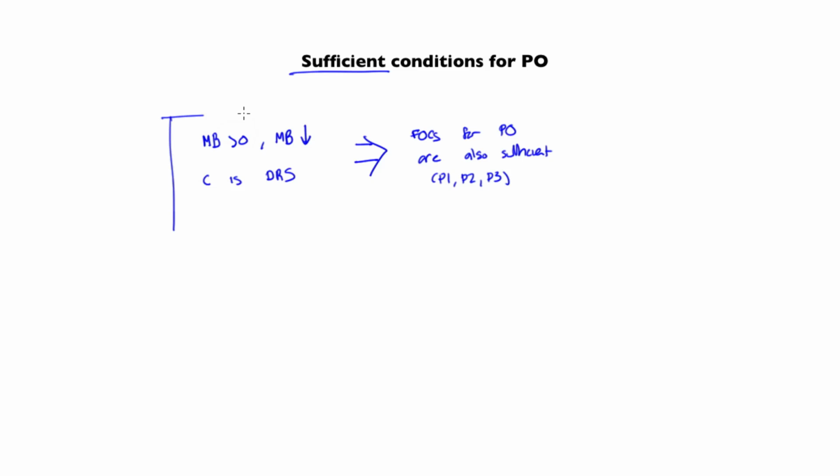In particular, if the marginal benefit function is greater than 0 and decreasing, and the cost function satisfies decreasing returns to scale, then the first order conditions for Pareto optimality are also sufficient. And remember, these first order conditions are the properties 1, 2, and 3 that we have just identified.